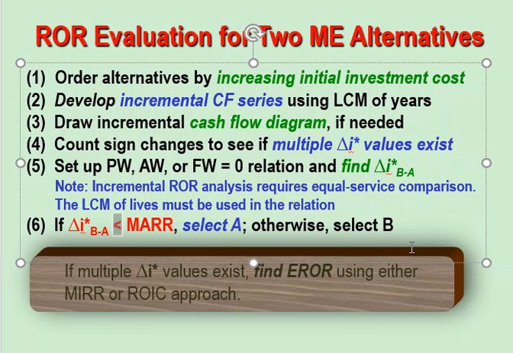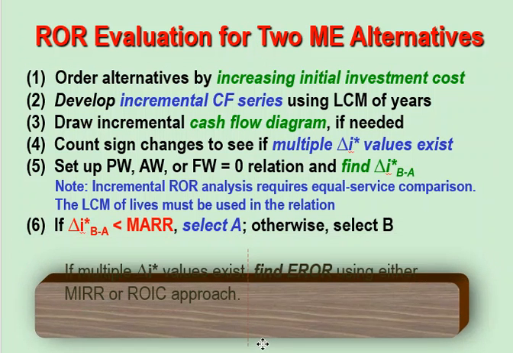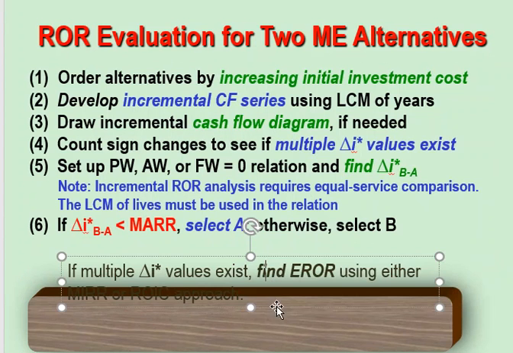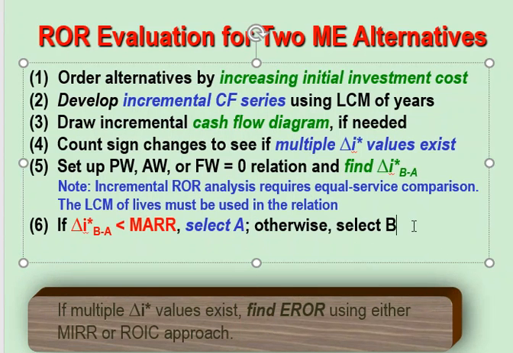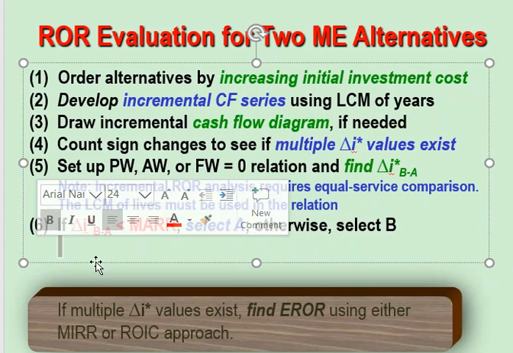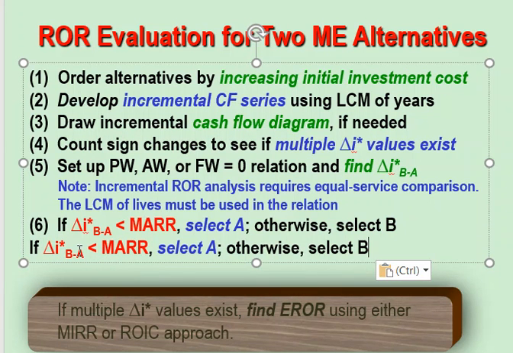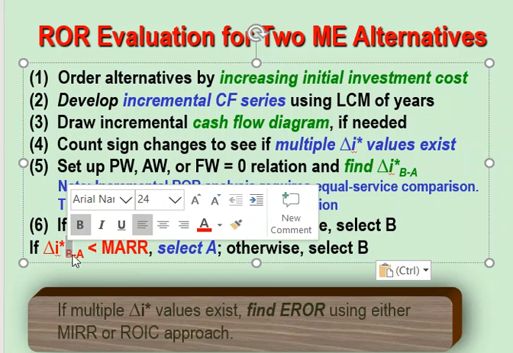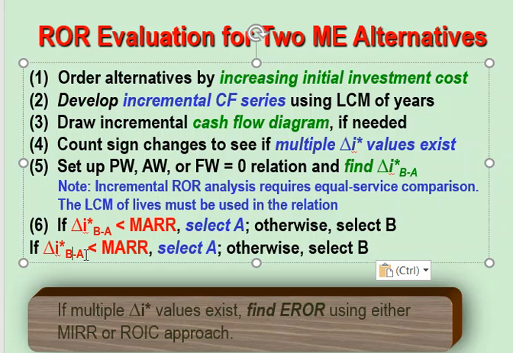So let me repeat this again to avoid any confusion here. Let me show you. This is just to be aware of. Always I use B minus A. Always I use the more first cost minus the less first cost, or initial cost. So if now I get delta I of B minus A and it is greater than MARR, which one would I select?